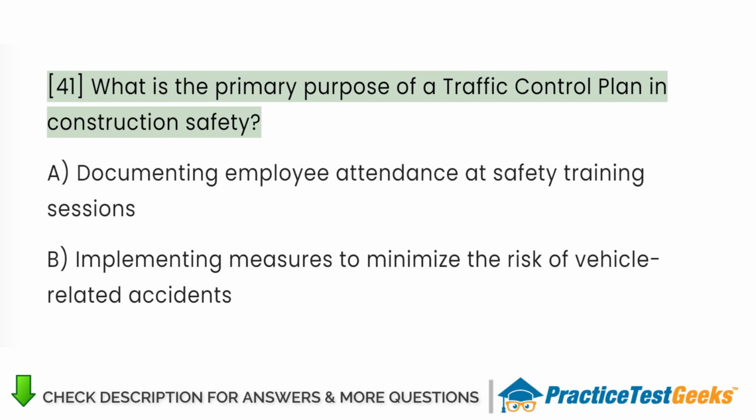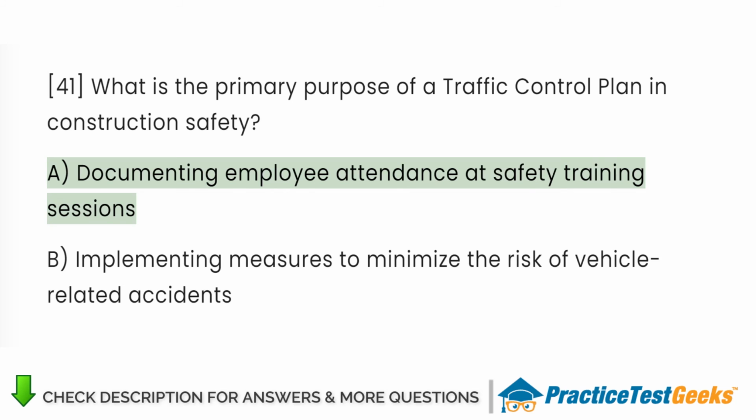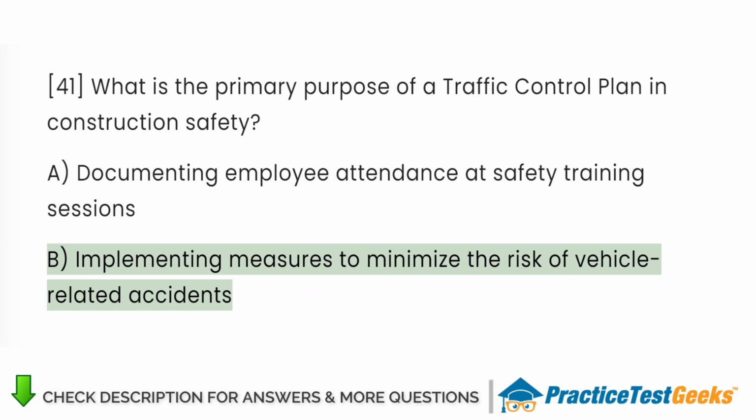What is the primary purpose of a traffic control plan in construction safety? A. Documenting employee attendance at safety training sessions. B. Implementing measures to minimize the risk of vehicle-related accidents.